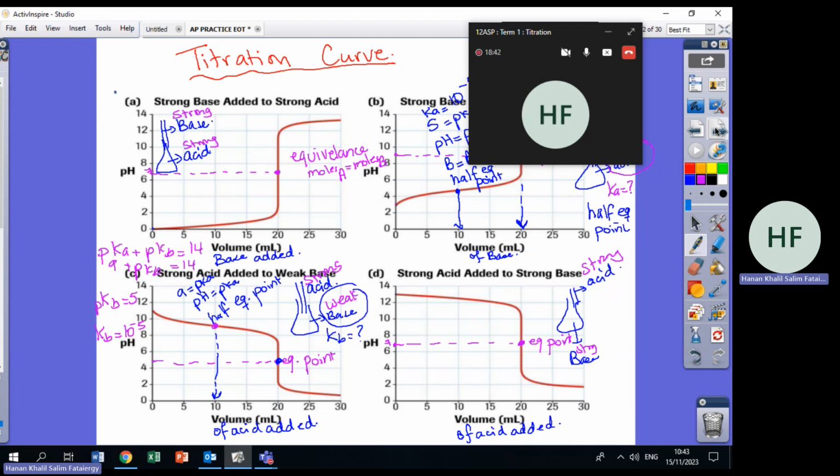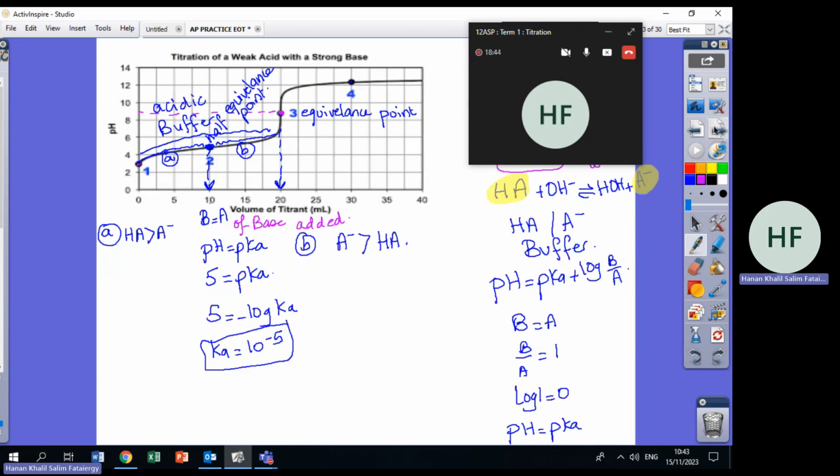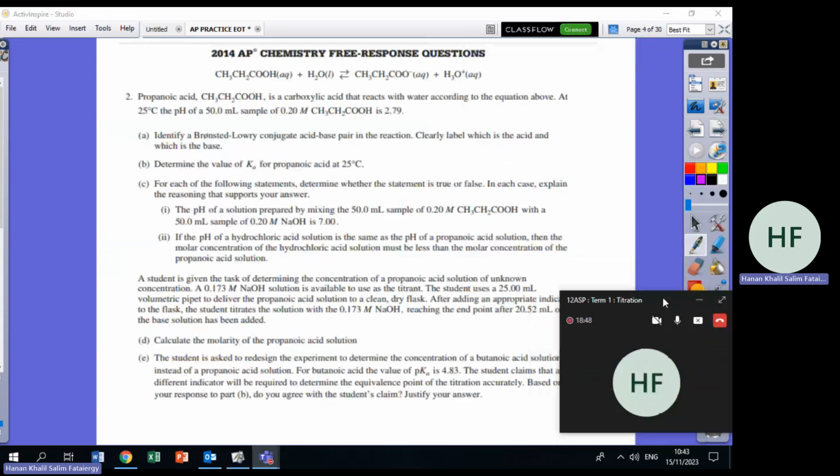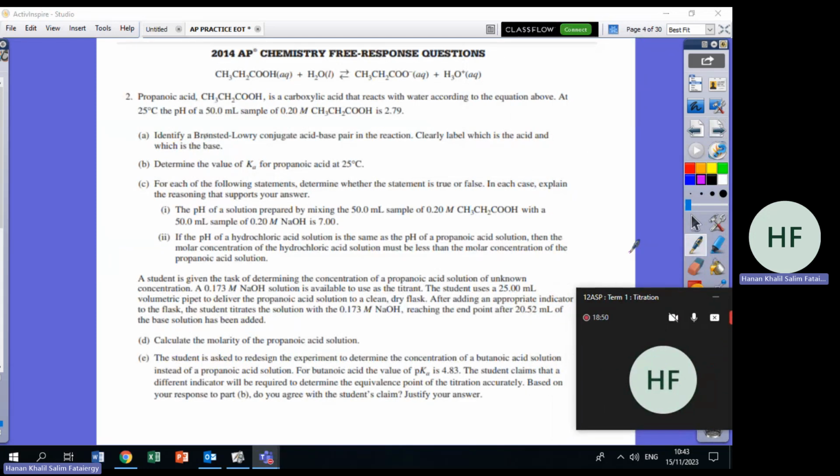Okay, now I will be solving some AP questions related to the titration curves. Now let's start with the first question. If you want, pause the video now, read and solve, then check with me your answers. Okay, we have this acid plus H2O, in equilibrium with CH3CH2COO minus.